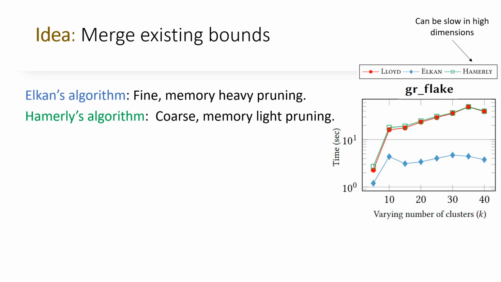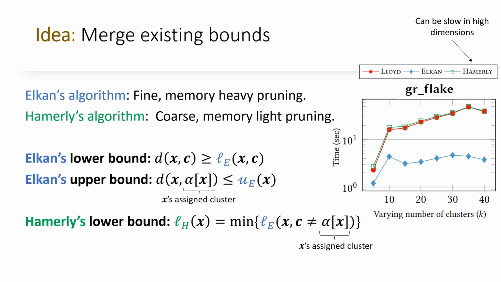The main takeaway here is that we have three bounds that we want. We have a lower bound from Elkan's method that bounds the distance from a point to a centroid. We have an upper bound from Elkan's method, where we are basically upper bounding the distance to the centroid that a point is currently assigned to. And then we have a lower bound from Hämmerle's method that bounds the distance to all other centroids that a point is not assigned to.